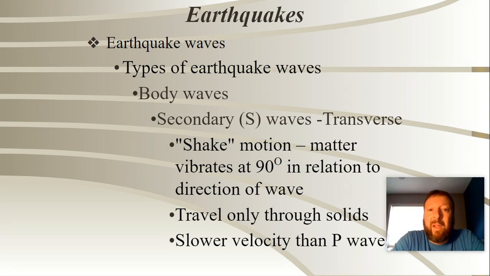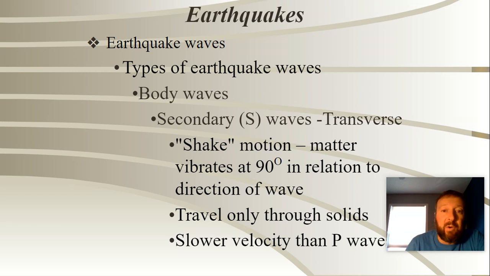S waves are called secondary waves. They're transverse. They're going to move up and down, much more like an ocean wave, because the direction of movement is 90 degrees from where it was going. Because it has to move more matter up and down, it can only travel through solids. It can't travel through liquids or gases.